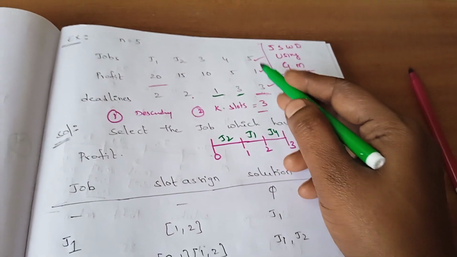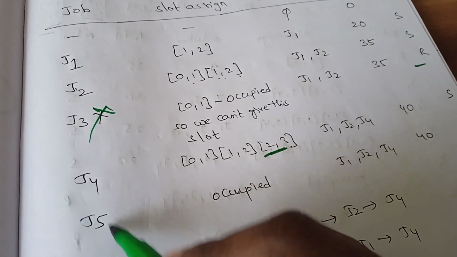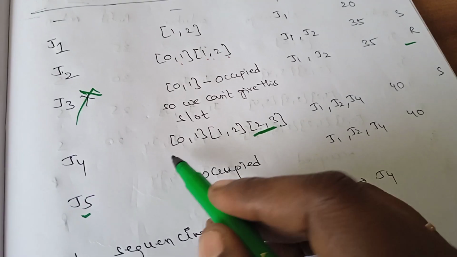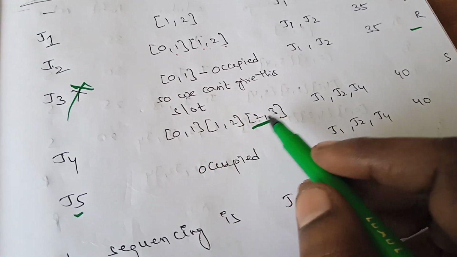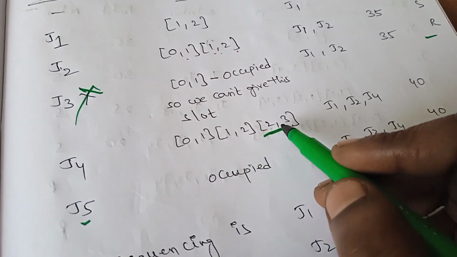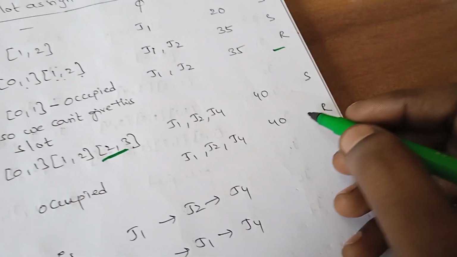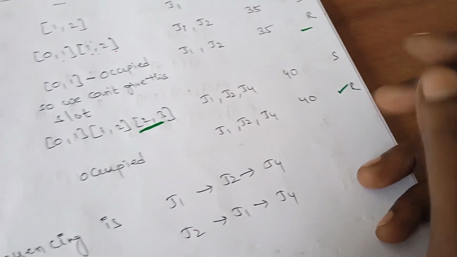Next is J5. J5 has profit 1 and slot 3. It could be done in the same slot, but all the slots are occupied: 0 comma 1 occupied, 1 comma 2 occupied, 2 comma 3 also occupied. Hence the J5 task will never be selected, and it is rejected.